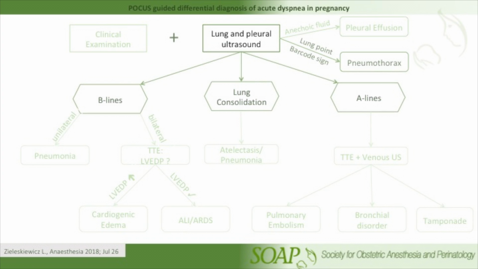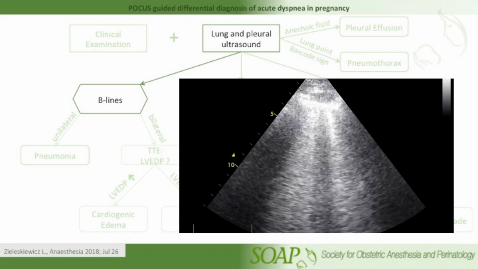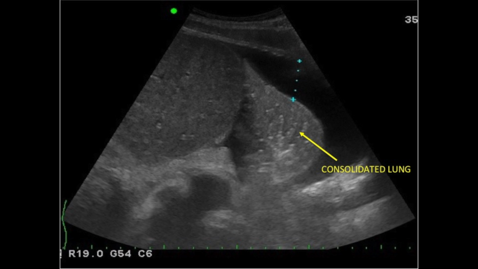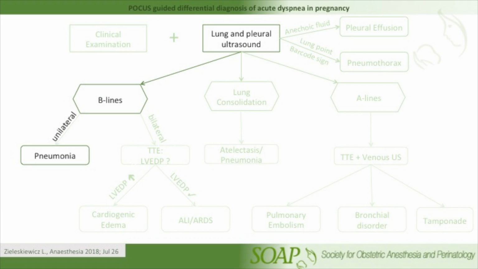Assessing pulmonary tissue can reveal three different lung ultrasound profiles: an A-line pattern, a B-line pattern, and lung consolidations. An asymmetric profile with unilateral B-lines or lung consolidation suggests pneumonia or atelectasis. A bilateral B-line pattern on lung ultrasound indicates cardiogenic or non-cardiogenic pulmonary edema.